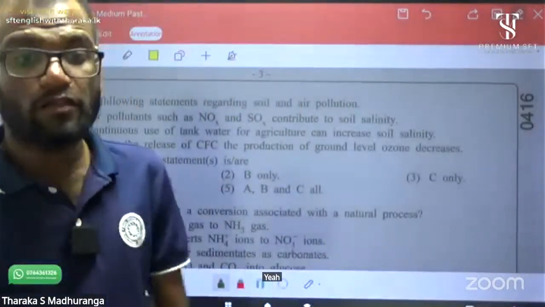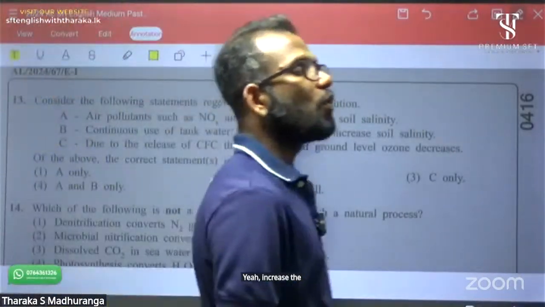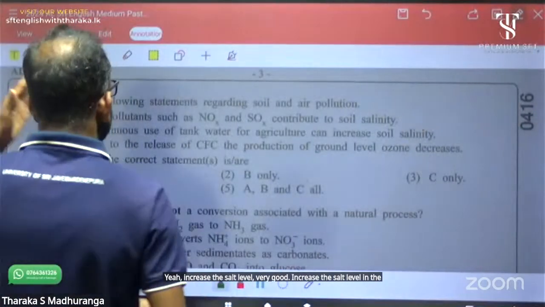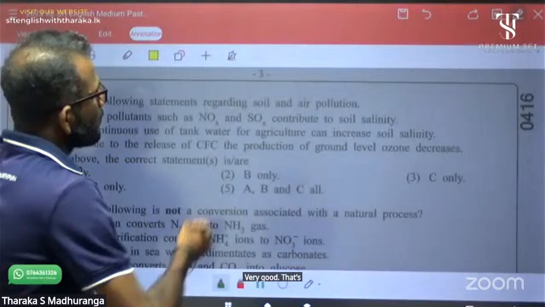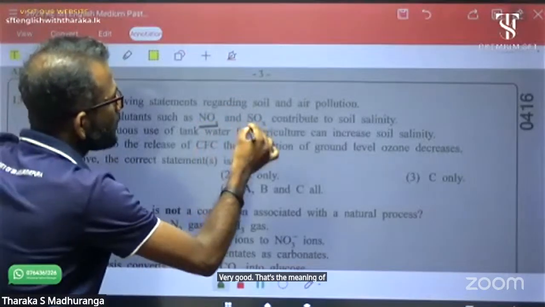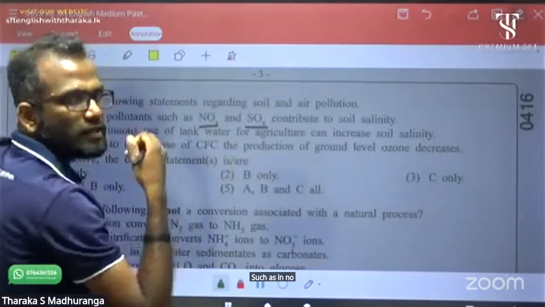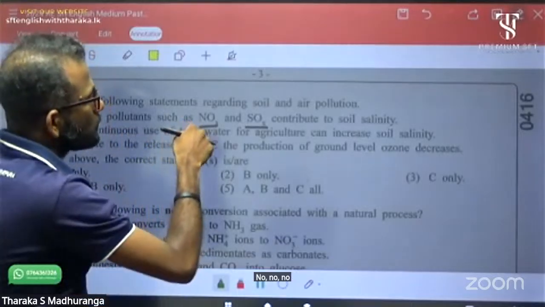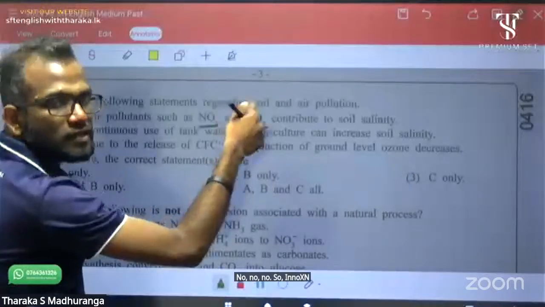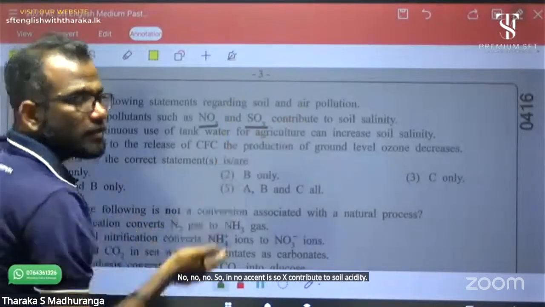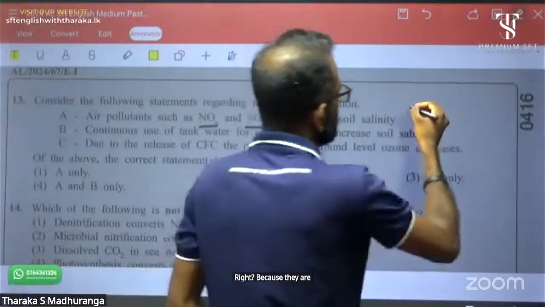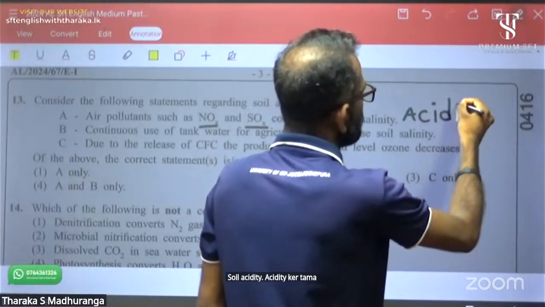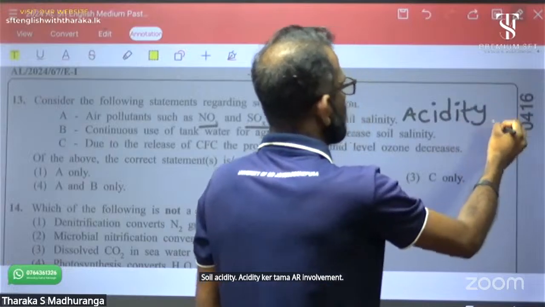Yeah, increased salt level. Very good. Increased salt level in the soil. That's the meaning of salinity. Okay, air pollutants such as NOx and SOx contribute to soil salinity. Is it correct? No, no, no. NOx and SOx contribute to soil acidity, right? Because they are acidic gases. Soil acidity. They are involved in acidity.